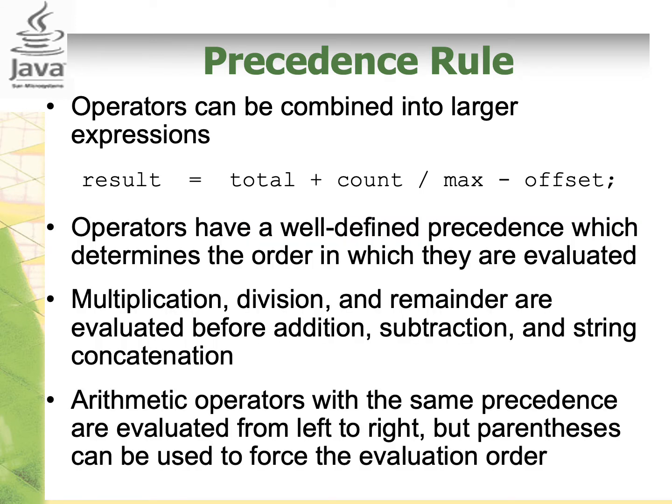Operators have a well-defined precedence which determines the order in which they are evaluated. Multiplication, division, and remainder are evaluated before addition, subtraction, and string concatenation. Arithmetic operators with the same precedence are evaluated from left to right, but parentheses can be used to force the evaluation order.